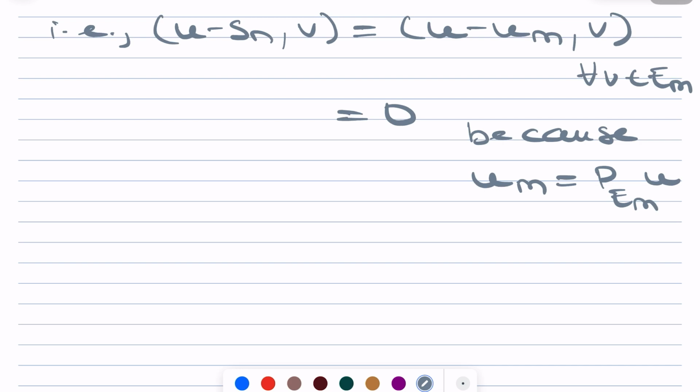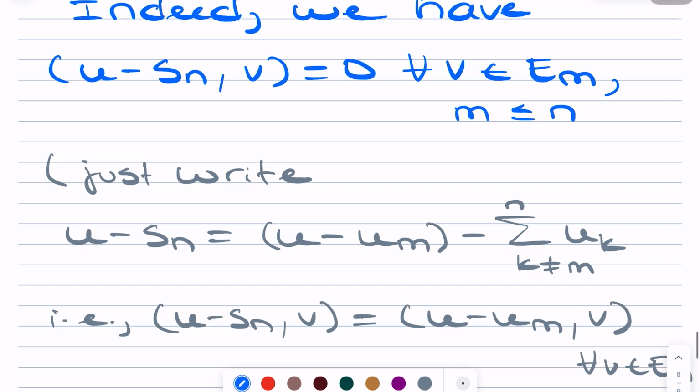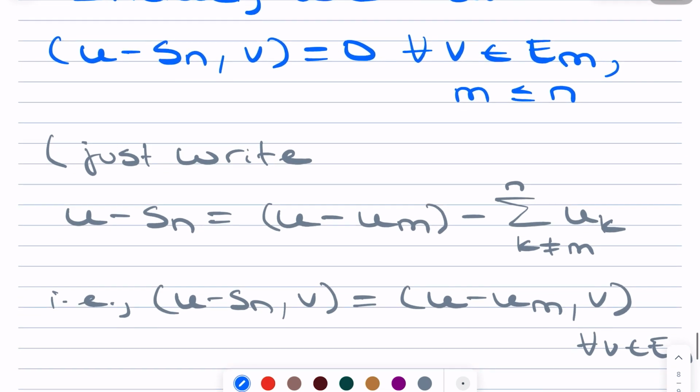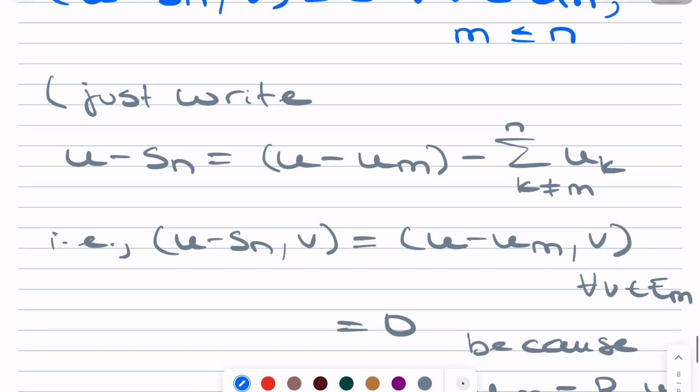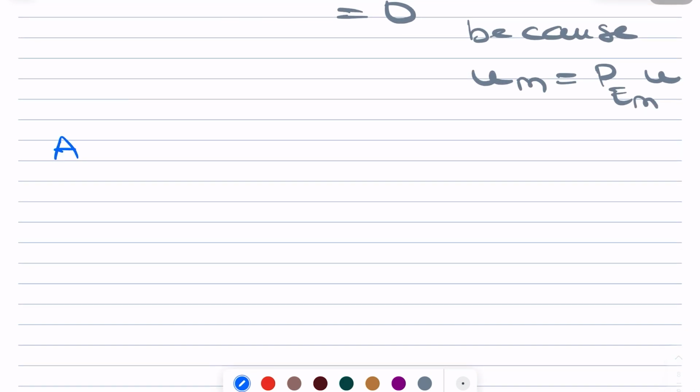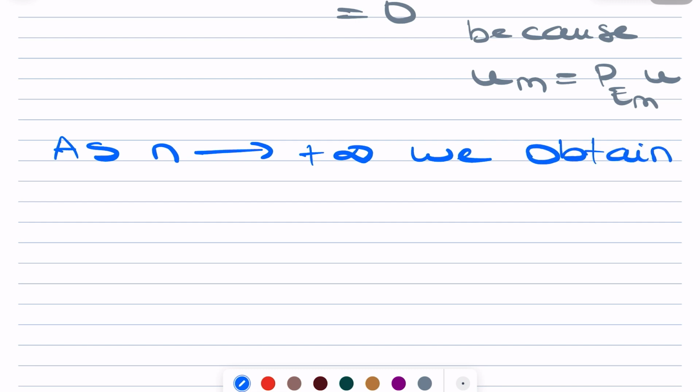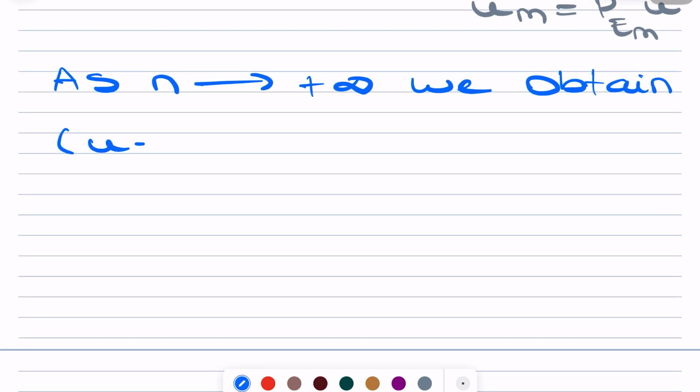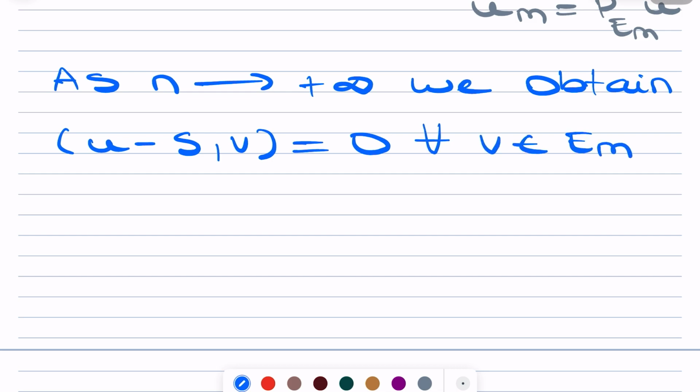Okay, so we all agree that the scalar product of u minus Sn comma v is equal to 0 for every v in Em, provided that m is less or equal than n. Now, as n goes to plus infinity, we obtain that the scalar product of u minus S comma v is equal to 0 for every v in Em, and for every m, of course.